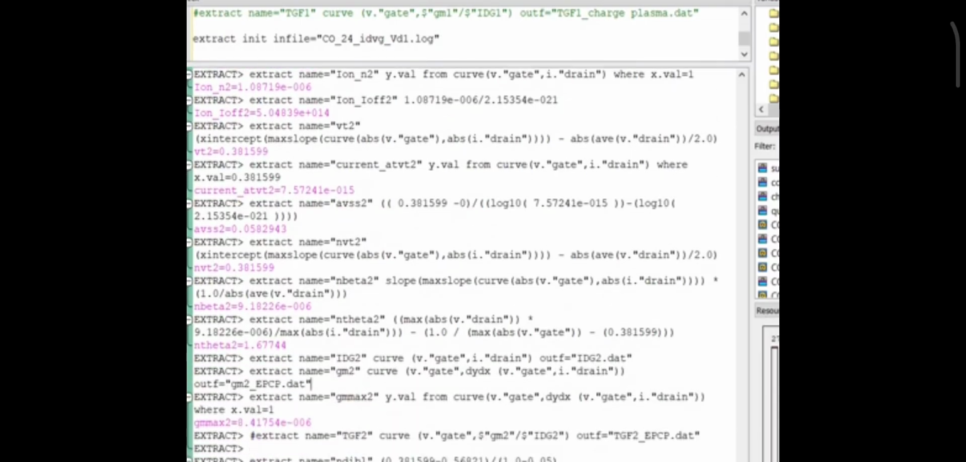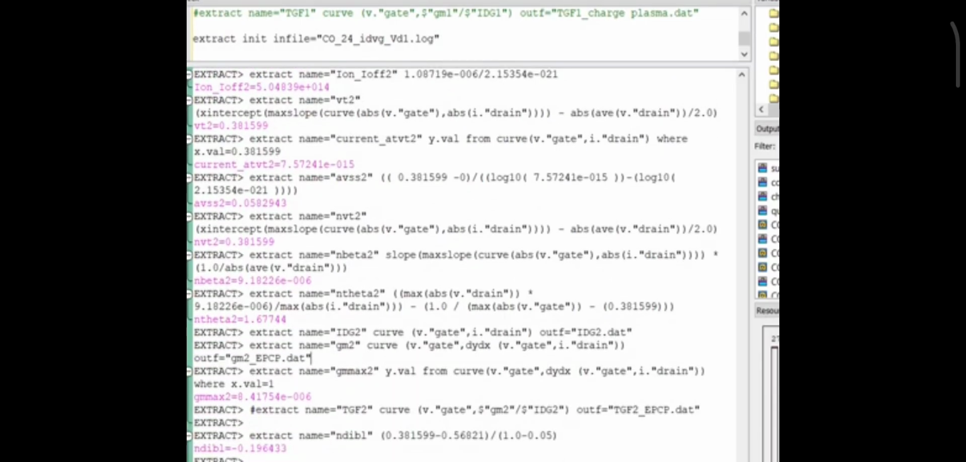And the last one is the DIBL. By using this formula, this is the threshold voltage at 50 millivolt. This is the threshold voltage at 1 volt, divided by 1 volt minus 50 millivolt. You will get the DIBL, drain induced barrier lowering.